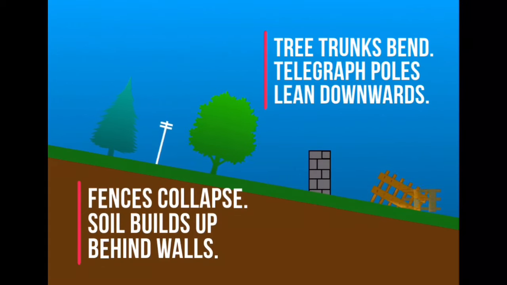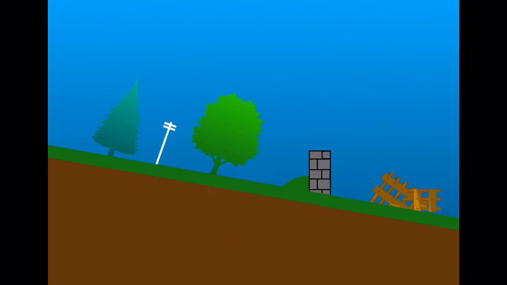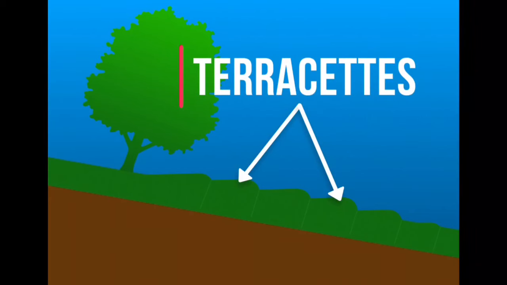Tree trunks bend and telegraph poles lean downwards. Fences may collapse and walls can have soil build up behind them before eventually bulging and collapsing. On grassy slopes, the soil may form steps known as terracets.